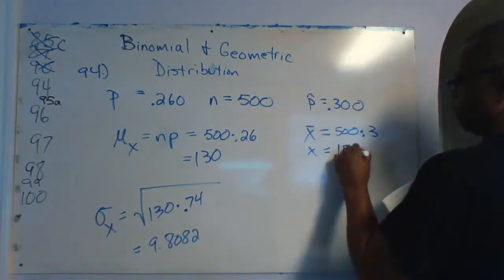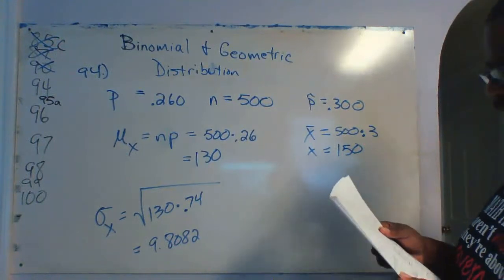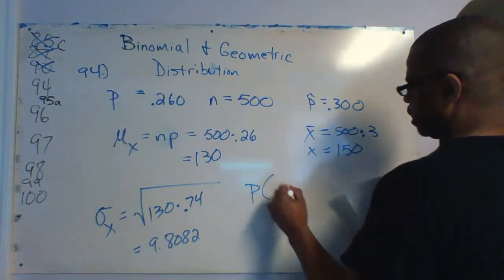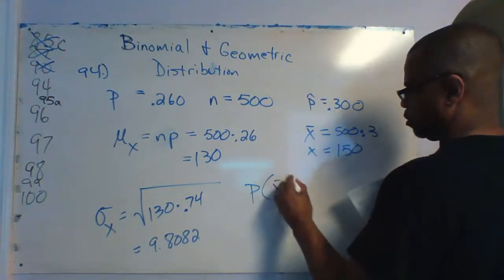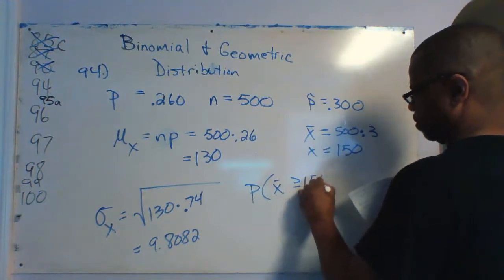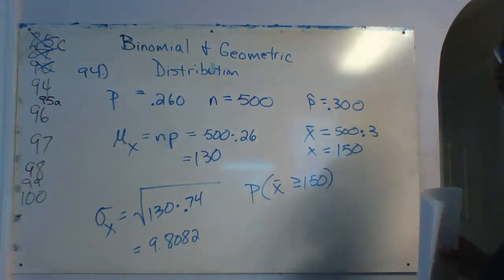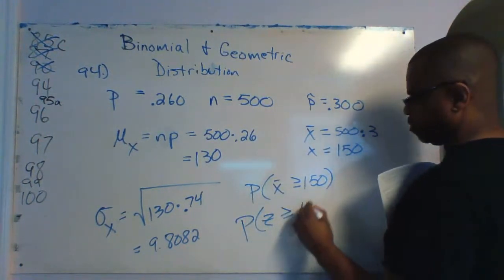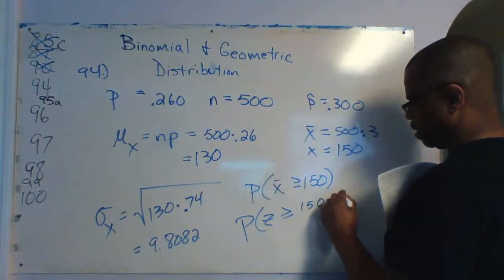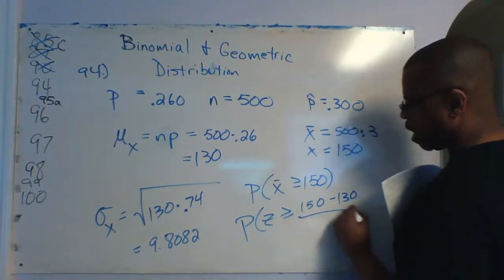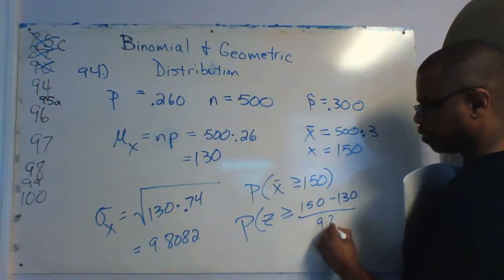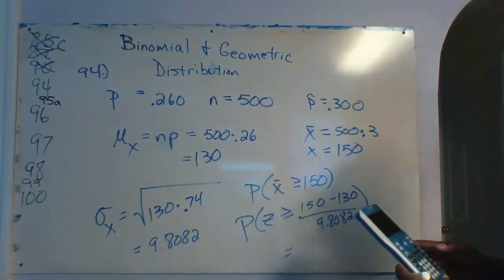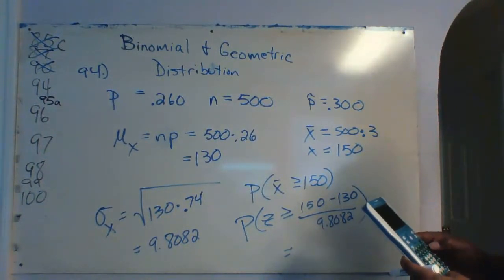150, wouldn't it? All right. So now we want to find the probability that they're going to hit at least 150. So we got to put at least 150. We can't put below. It's got to be 150 or better. Okay. So now we got Z is greater than or equal to 150 minus 130 all over 9.80. I have to change that.